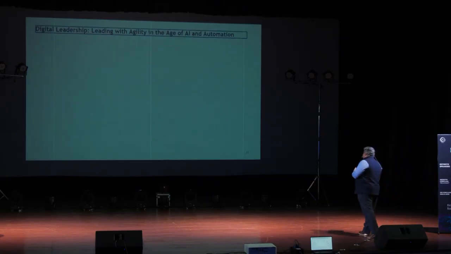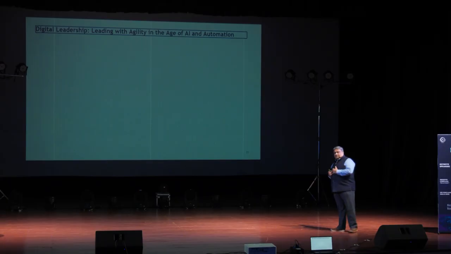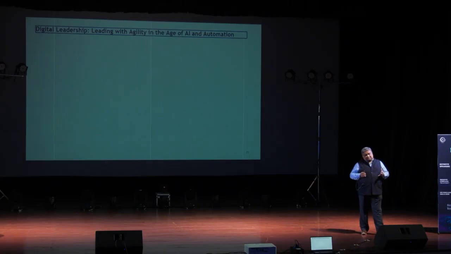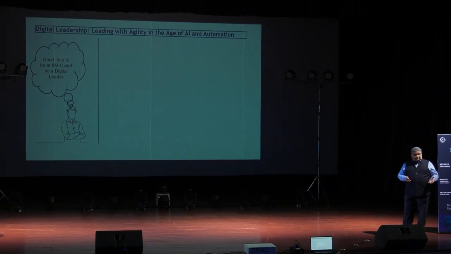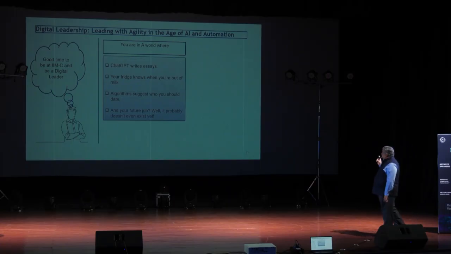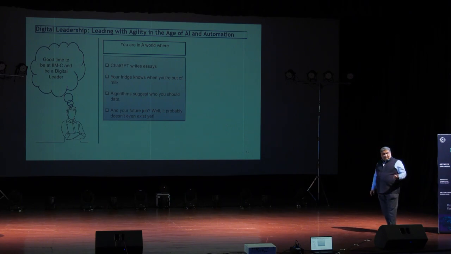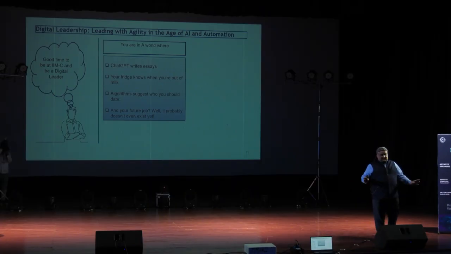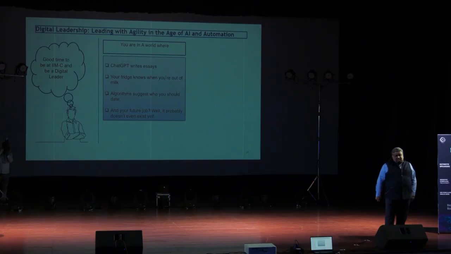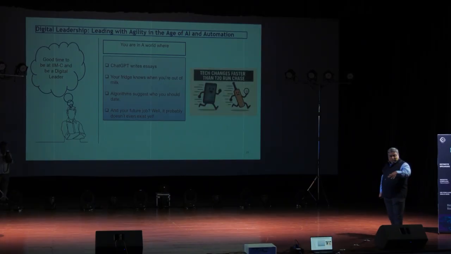Okay, so what's digital leadership? Leading with agility in the age of AI and automation is all about digital leadership, right? And it's a good time to be at IIM Calcutta and be a digital leader. Why? Because you are in a world where ChatGPT writes essays, your fridge knows when you're out of milk, your algorithm suggests who you should date, and your future job probably does not exist. Chinmay just told us that by 2030, 85% of jobs will be changed, right? So I think we both are in sync without even talking to each other.